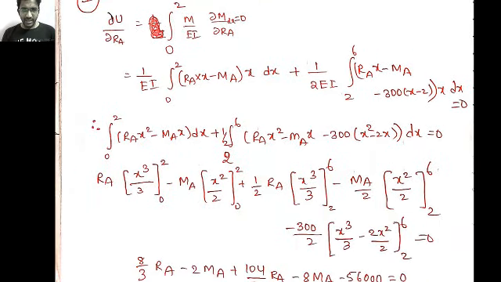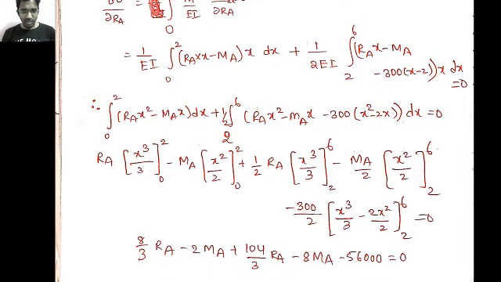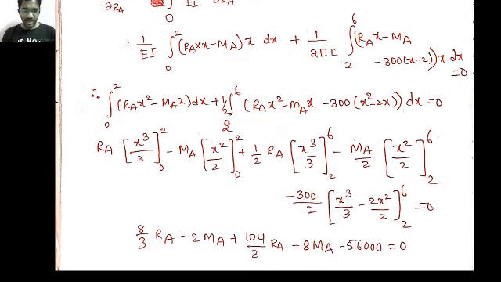So after integrating this equation, finally I got RA into x cube by 3 minus MA x square by 2, half into x cube by 3, x square by 2 and x cube by 3 minus 2x square by 2. So after applying the upper limit minus lower limit, finally I got 8 by 3 RA minus 2 MA plus 104 by 3 into RA minus 8 MA minus 56,000 is equal to 0. So this is the first redundancy calculation.